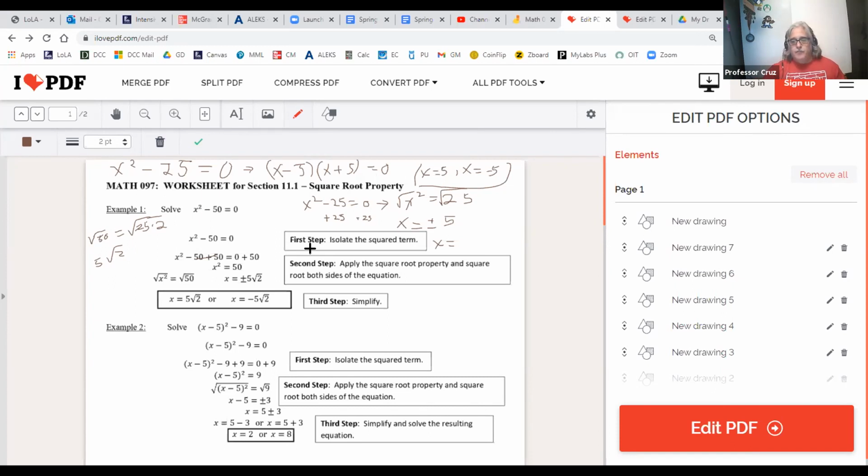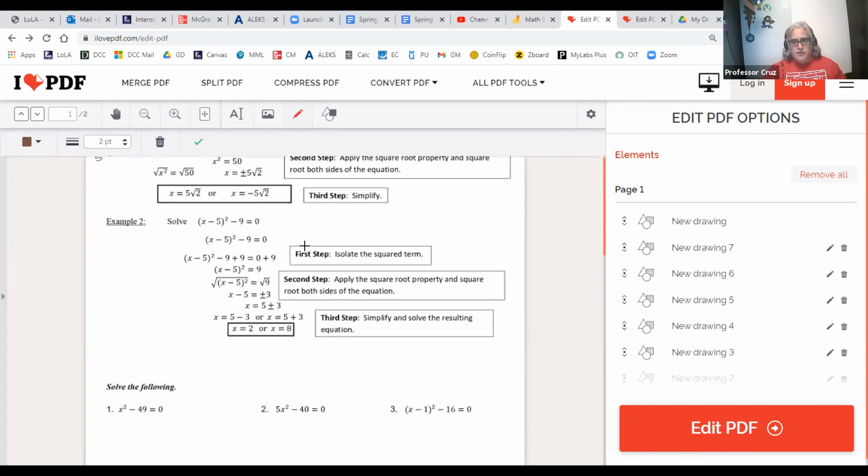All right. Now we're not going to just limit it to when we have a plain old x squared. If we have a binomial that's squared, then we can do the same thing, because there are parentheses around that x minus 5, and that whole thing is squared. Taking the square root of that will also work. And then it'll give us a couple little extra steps in there.